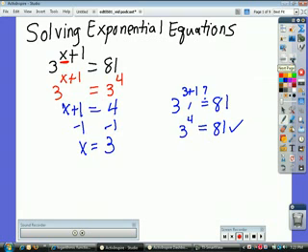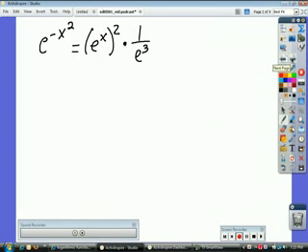Now we're going to move and look at a little more difficult equation. This equation involves the natural number e, and will require us to use our properties of exponents. We have some of the same bases, but here's where our problem lies. We have a multiplication symbol on the right side.